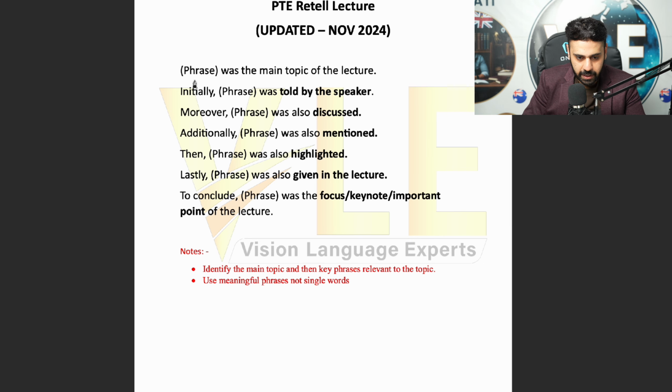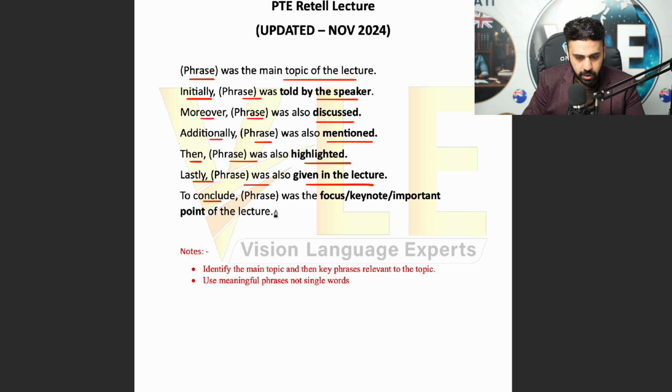So the very first sentence is: phrase was the main topic of the lecture. Over here we're going to use the main important phrase. Then: initially, phrase was told by the speaker. Then: moreover, phrase was also discussed. Additionally, phrase was also mentioned. Then phrase was also highlighted. Lastly, phrase was also given in the lecture.